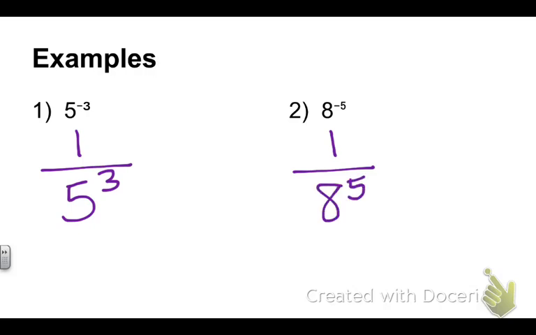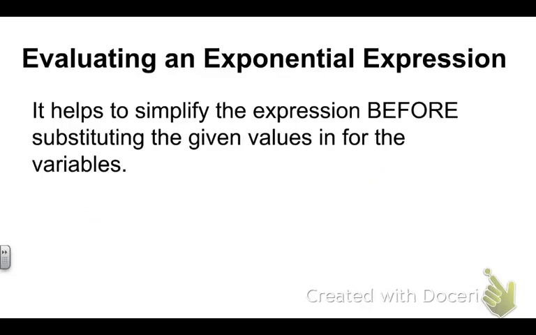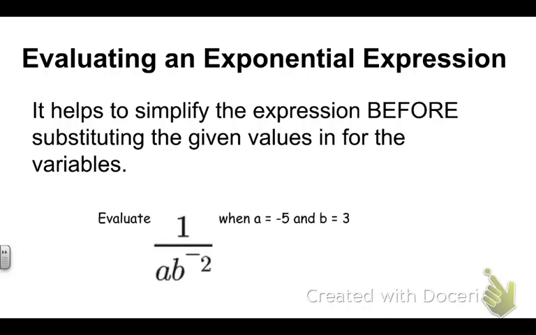These are the things we're going to look at tomorrow. And then when we are evaluating an exponential expression, it helps to simplify the expression before substituting the given values in for the variables. We are not going to do this here. This is something I need to do with you, but just to give you a preview, tomorrow I'm going to give you problems like this: 1 over ab to the negative second power when a is negative 5 and b is 3. This is stuff we're going to do tomorrow, all right? But it's easier to simplify the expression before substituting in. So we are going to practice and practice and practice tomorrow. See you then.